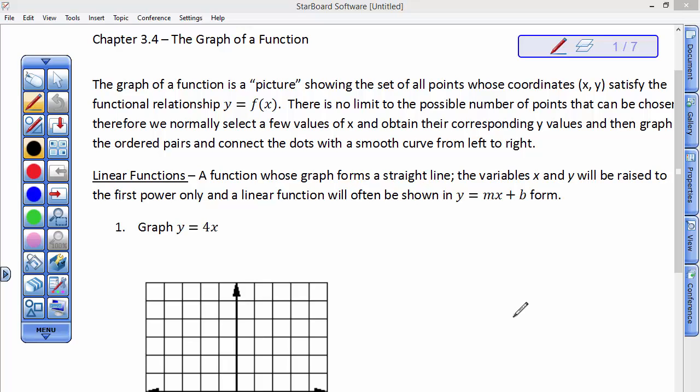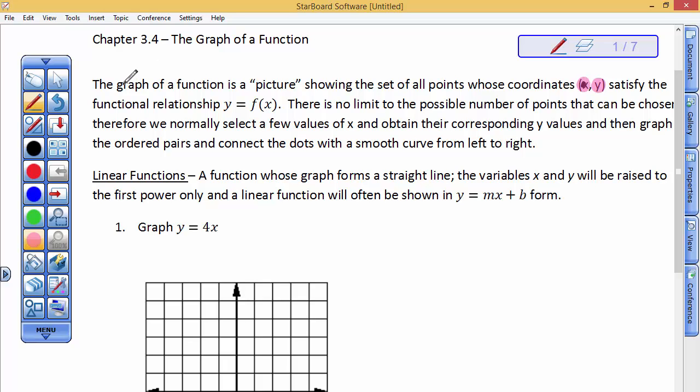Okay, we've kind of given a definition of a function and how it's an equation or a situation that's defined by an equation or a table of values that depicts when you put in one value for x. I meant to highlight that. One value for x, you get only one value out for y.